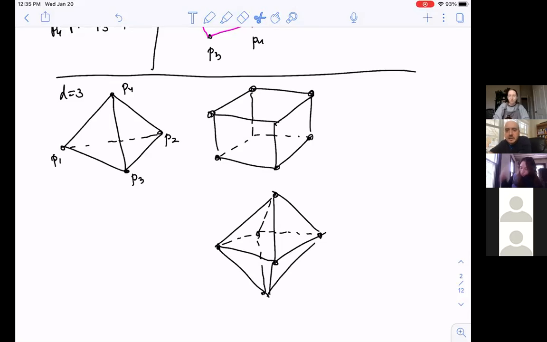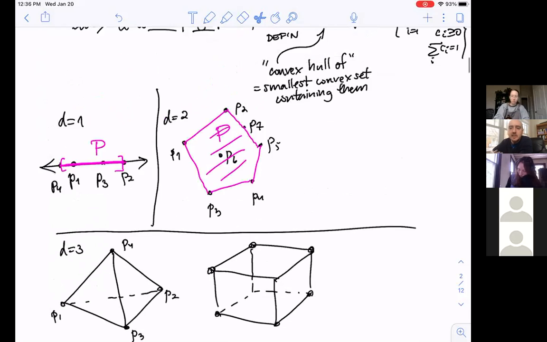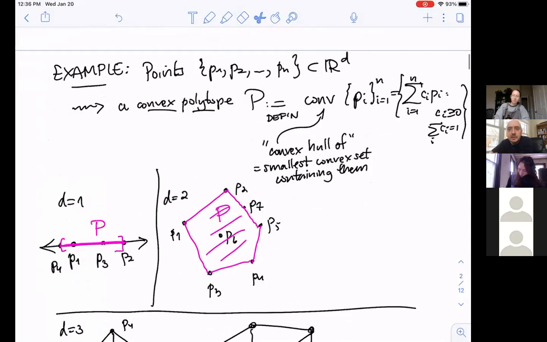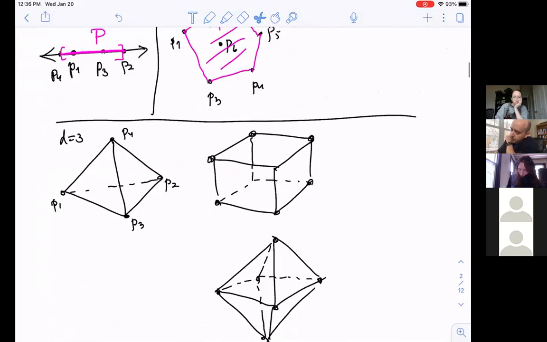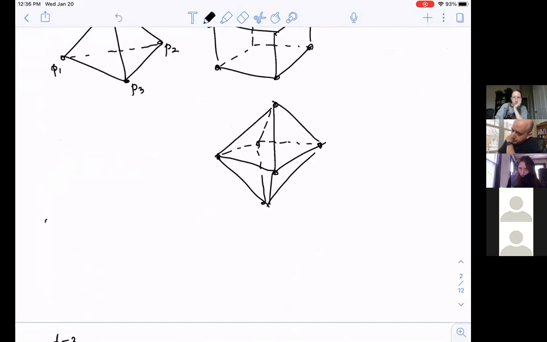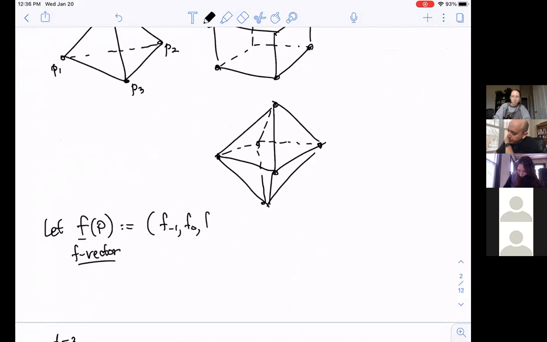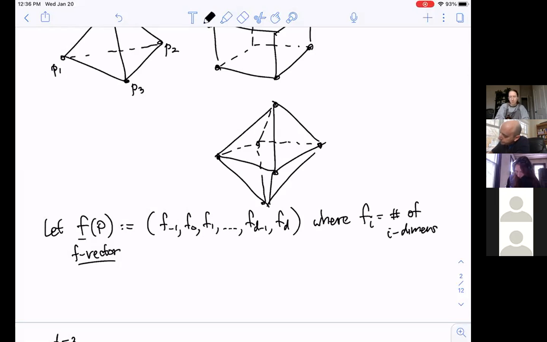Anyway, what question are we going to ask here? How we're going to get a sequence of numbers in these examples is by looking at the number of faces of these convex polytopes in each dimension. So the sequence of numbers that I'll get, let's define it as f underbar of P. This is the F vector of P, which is defined to be a sequence of numbers. I'm going to call it F-1, F0, F1, F2, F3, up to Fd-1, Fd, where Fi is just asking how many faces of the polytope are there of dimension i: the number of i-dimensional faces of P.